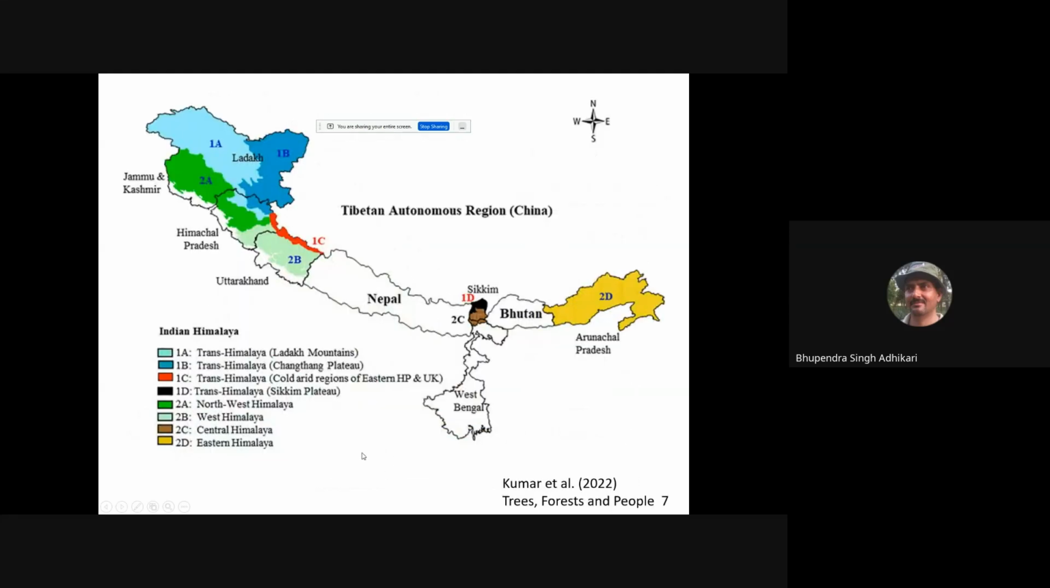Why am I showing this particular map? As I mentioned previously, 1A and 1B, but here you can see 1C and 1D, this red color 1C. Based on our studies in the Trans-Himalayan region, we have seen that floral as well as faunal components are found in this particular area. So we have added this particular class to Champion and Seth's classification. Similarly, as I mentioned, there are certain areas in Himachal also, so those have to be studied.